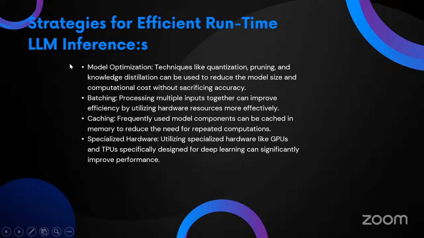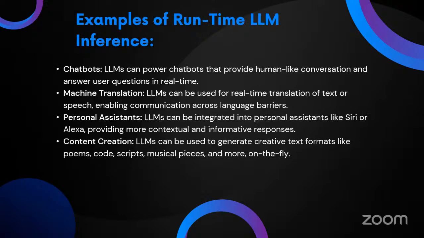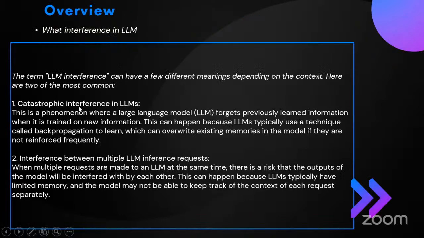So we have understood the model optimization techniques. We can use batching, caching, and specialized hardware like GPUs and TPUs. And these are some of the examples we have understood for LLM inference. We can use it for chatbots, machine translation, personal assistants, and content creation. We have also understood that there are two methods for LLM inference: first is catastrophic inference, and second is inference between multiple LLM inference requests.